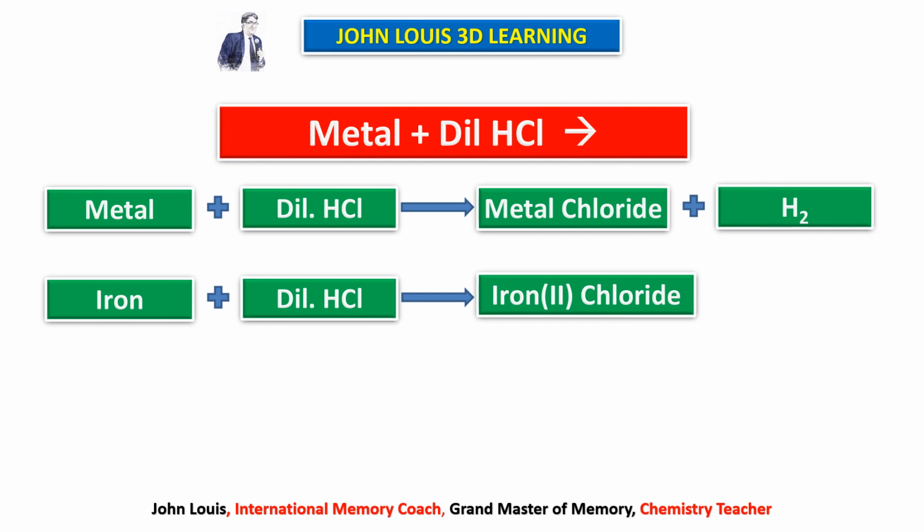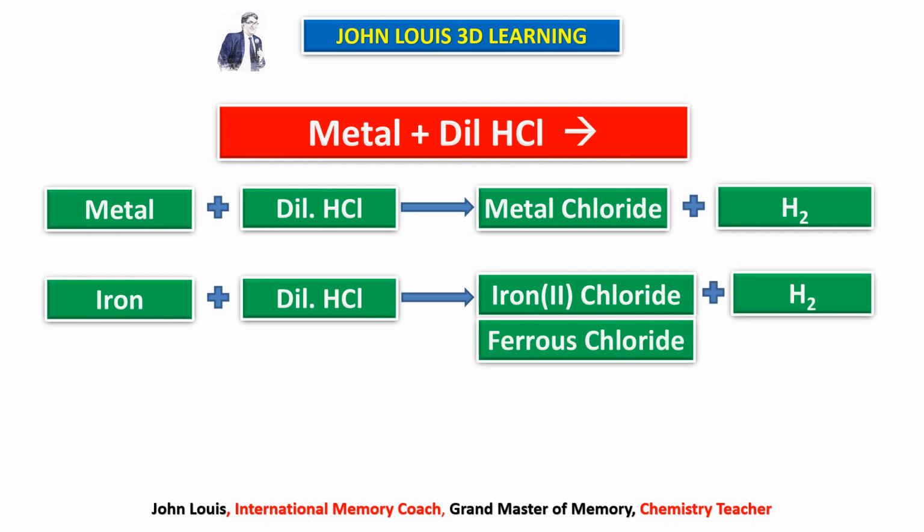Iron 2 chloride is otherwise known as ferrous chloride. The lower valency ends with the OUS suffix, and the higher valency ends with the IC suffix, that is ferric. If the valency is 3, we call it ferric. Here the valency is 2, the lower valency, therefore we call it ferrous.